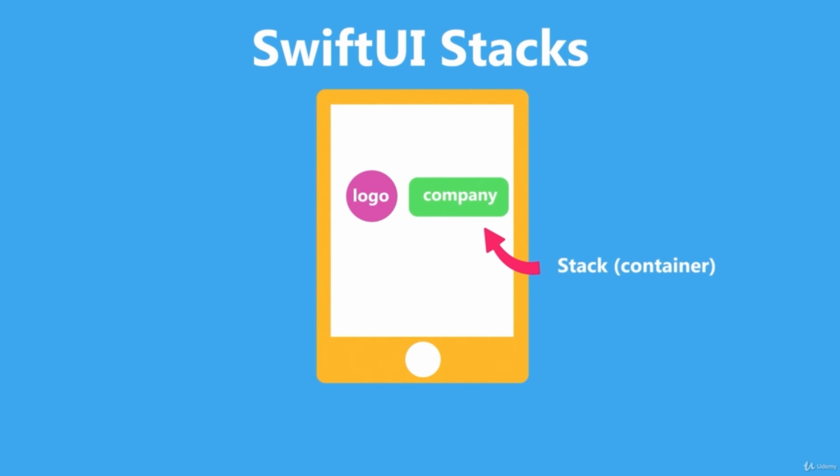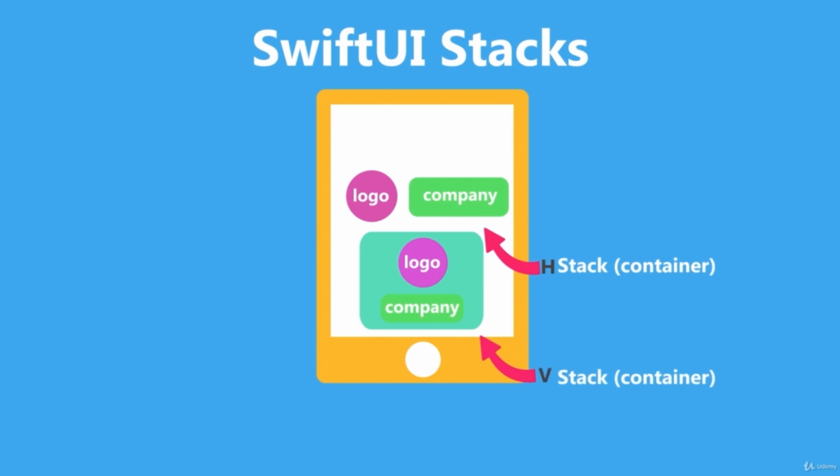Now, in this case you can see that the logo is to the left and to the right we have our company. So this is what we call the HStack. H stands for horizontal, meaning anything that goes inside of our HStack will always be horizontally laid out. And obviously, if we have a horizontal stack, we should also have, yes, you guessed it, a vertical stack. In this case that will be a VStack. Stacks are the main components of building complex user interfaces using SwiftUI.